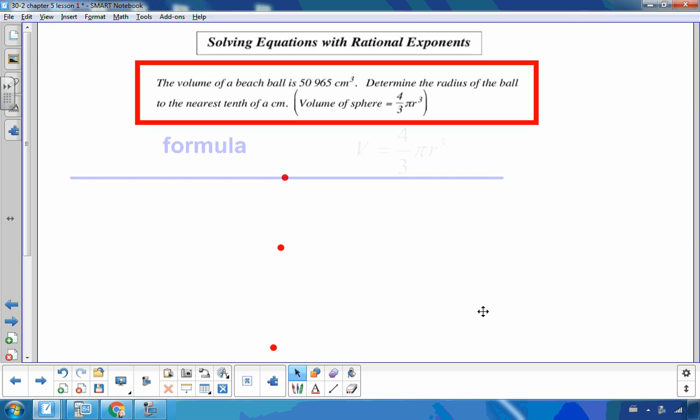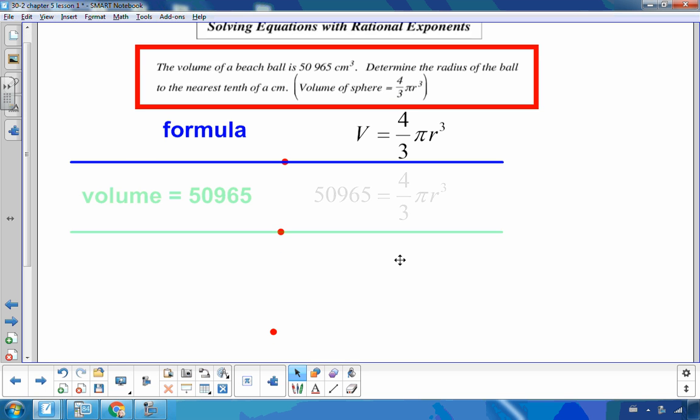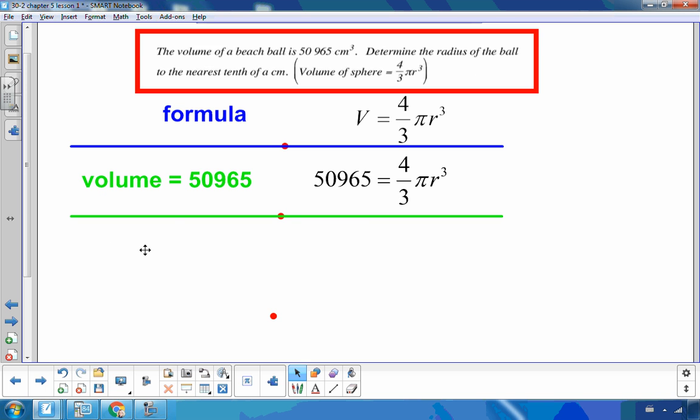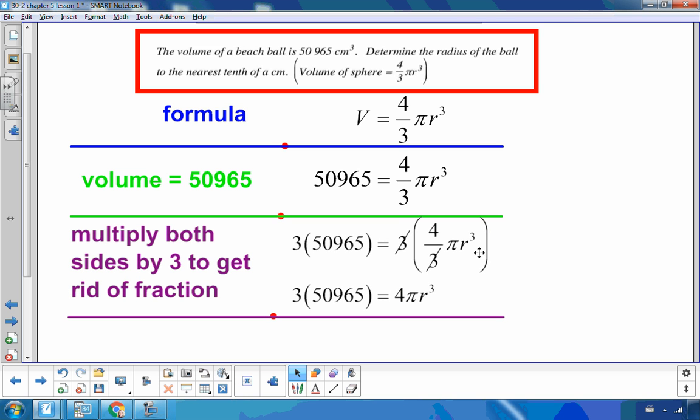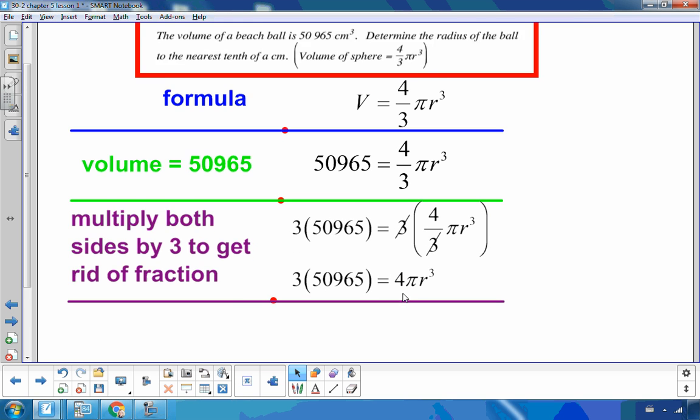So first thing that we do is we state our formula. Volume of a sphere, 4/3 pi r cubed. Okay, next thing that I do is I substitute in the volume, which is the 50,965. So I want to get r cubed by itself, and I'm going to look at two different ways once I've done that. So what I'm going to do is multiply both sides by 3 to get rid of my fraction. So multiply by 3, it's gone there.